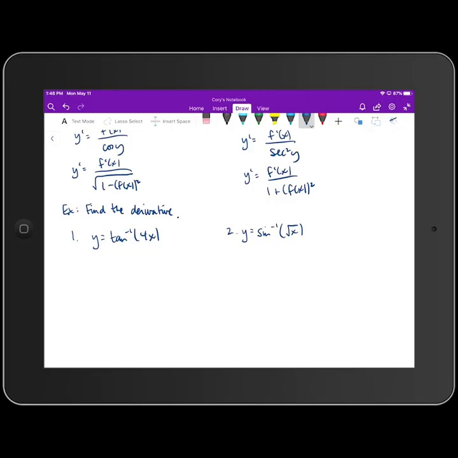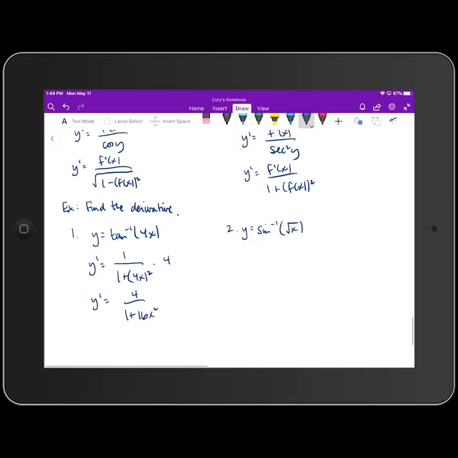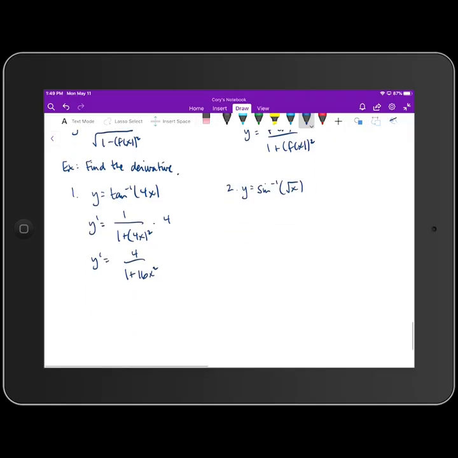Okay, so if we memorize the derivative, y prime here is going to be equal to the derivative of inverse tangent, which is going to be 1 over 1 plus the argument 4x quantity squared, and then we multiply that by the derivative of the inner function, which is 4. So that's going to make y prime equal to 4 over 1 plus, if we square 4x, that's going to become 16x squared.